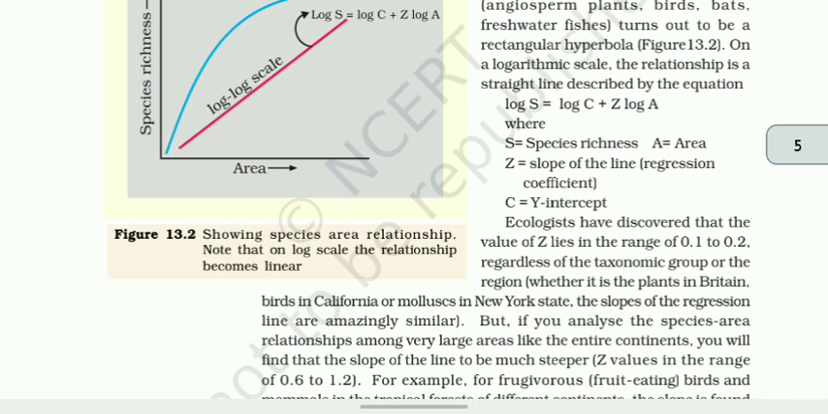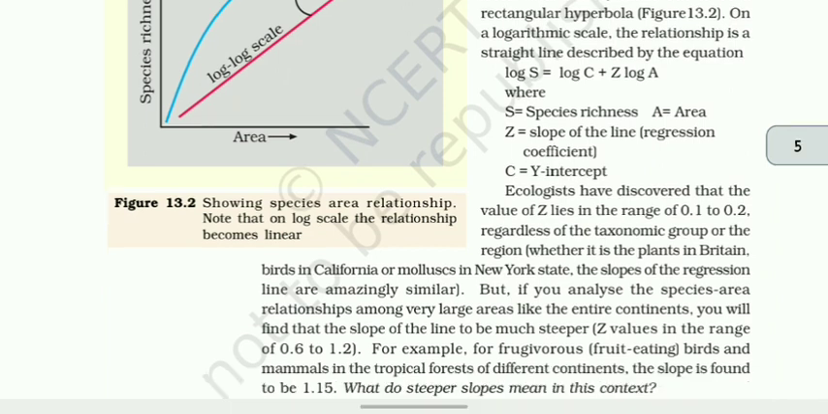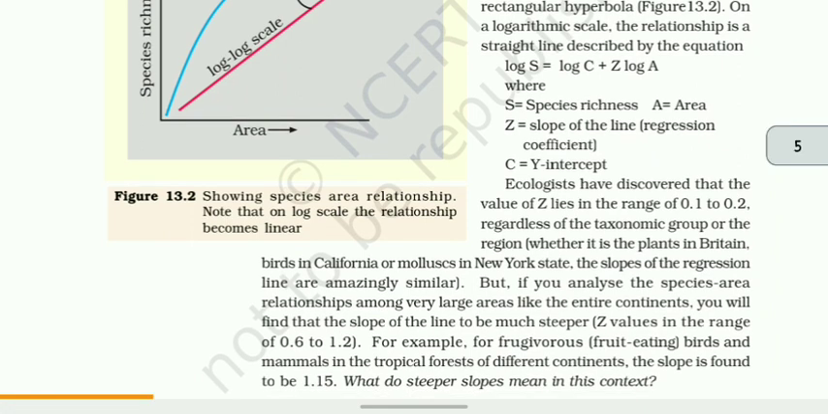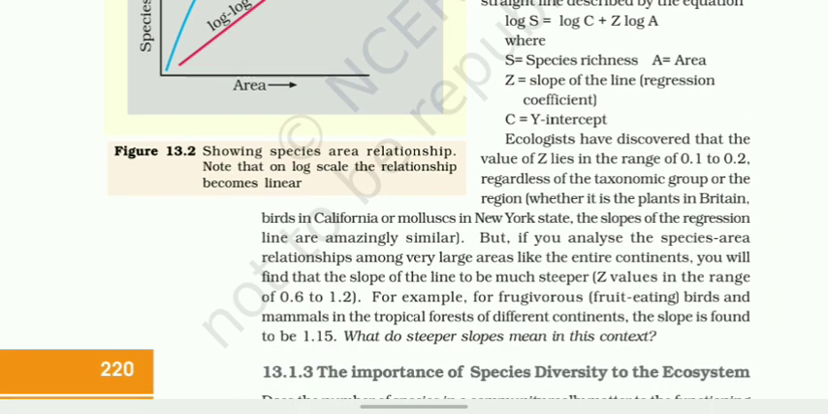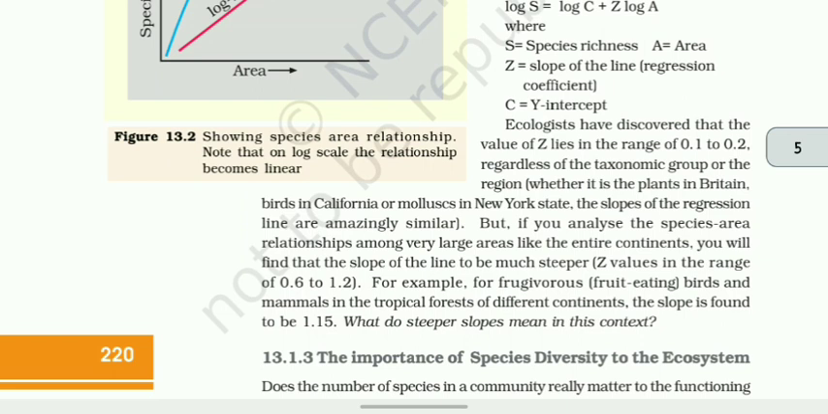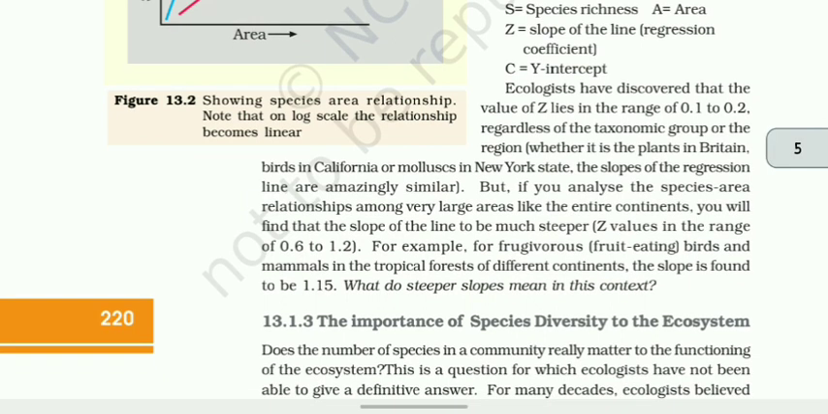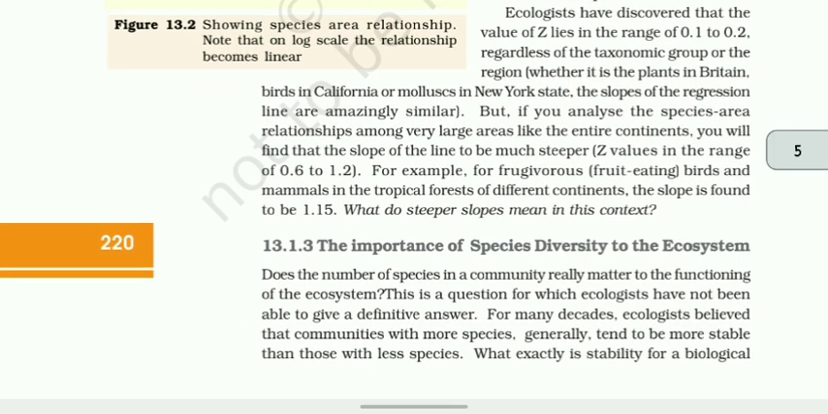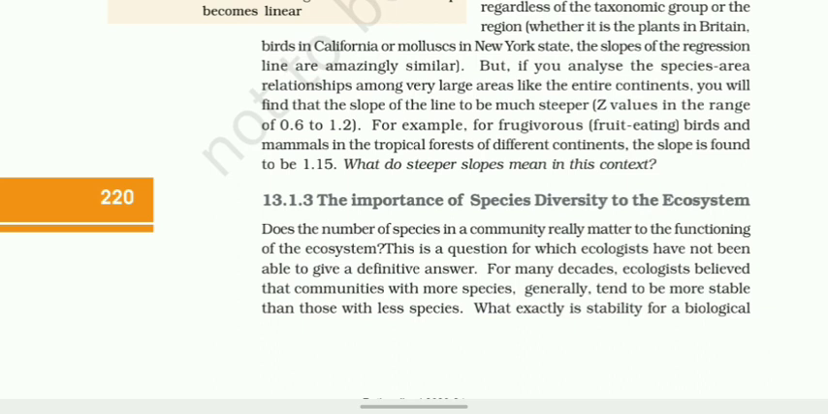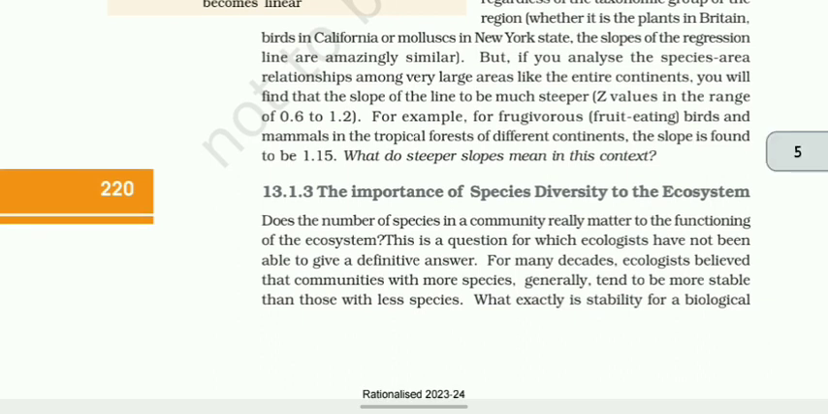The relationship is a straight line described by the equation log S = log C + Z log A, where S is species richness, A is the area, Z is the slope of the line, that is regression coefficient, and C is y-intercept. Ecologists have discovered that the value of Z lies in the range of 0.1 to 0.2. Regardless of the taxonomic group or the region, whether it is the plants in Britain, birds in California, or mollusks in New York State, the slopes of regression lines are amazingly similar.